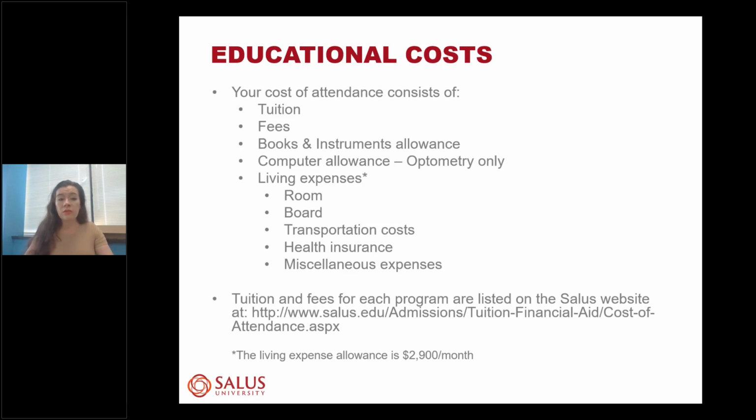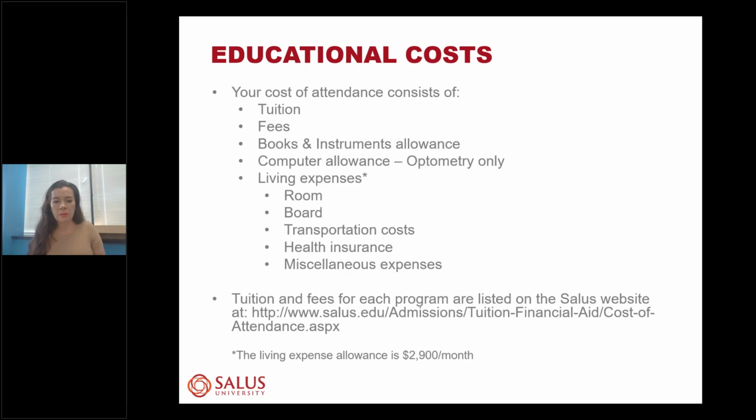And you can also cover living expenses. So living expenses would include room, board, transportation costs, health insurance, miscellaneous expenses. Obviously, these expenses are going to vary from student to student. So when I was speaking earlier about applying for other loan funding to finance the rest of your educational costs, it's really important that you determine how much you specifically need when it comes time to apply for this loan. Everyone's going to have different expenses, so you should all be applying for different loan amounts. The only thing that's going to be the same between you and your neighbor is the tuition and fees, but other than that, it's all going to be very different.